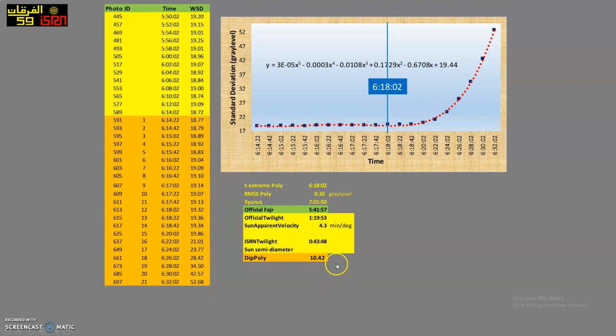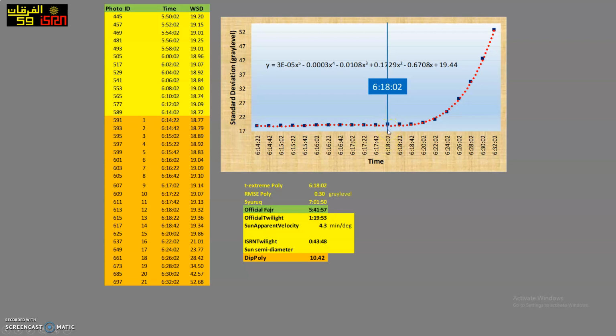In our previous video, we have shown that the standard deviation is a measure of the pixel distribution in an image. We have also shown that the more significant the standard deviation, the brighter is the image due to the more spread of the pixel distribution. This figure further demonstrates the graphical procedure of how we precisely determine when the real fajr occurs.